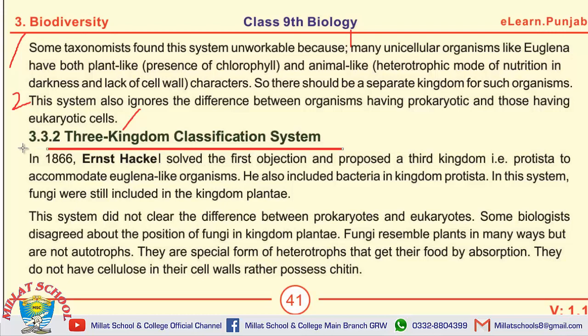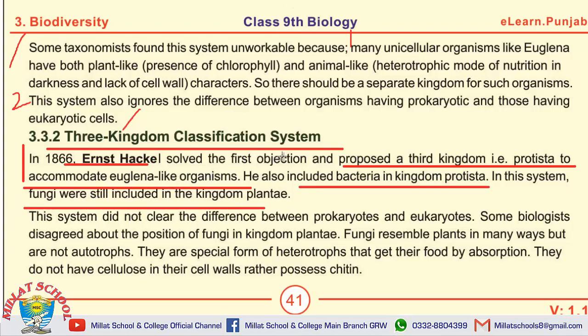What is the three kingdom classification system? In 1886, Ernest Haeckel proposed a third kingdom in addition to Animalia and Plantae, and that was Protista, to accommodate Euglena-like organisms. And the other point of this system of classification was that he included bacteria in kingdom Protista, but the fungi were still included in kingdom Plantae.